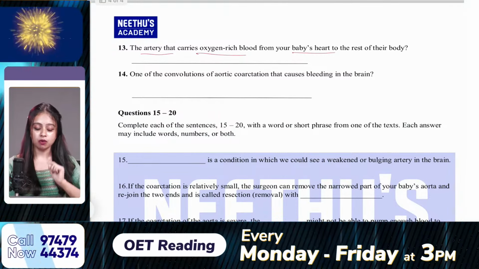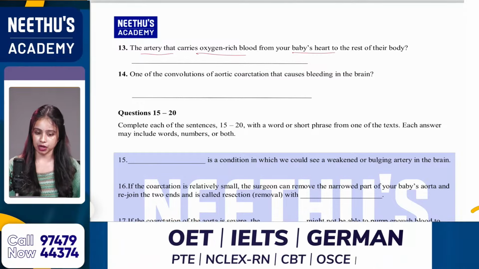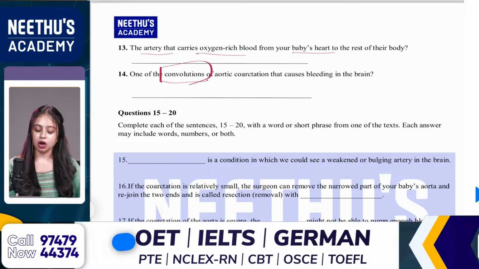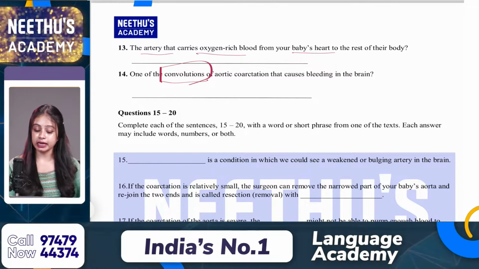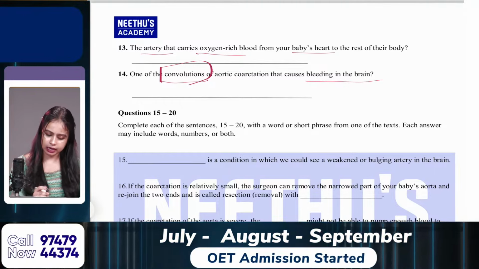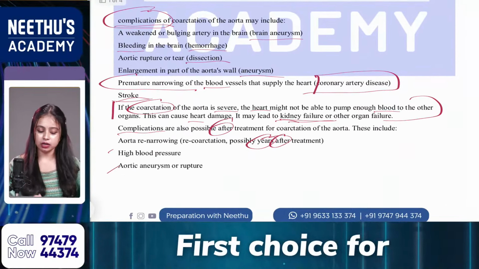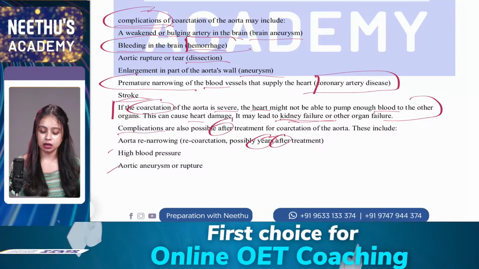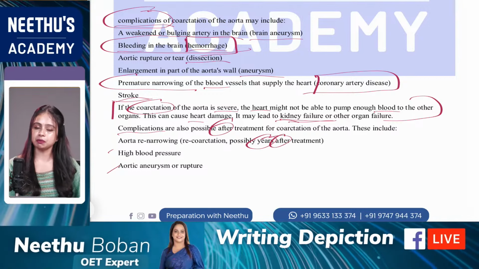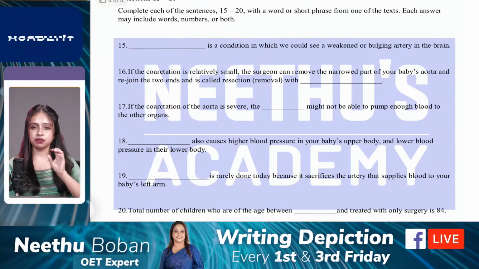The 14th one, the last one: one of the complications of aortic coarctation that causes bleeding in the brain. Complications means the problems. So what is it called? As we know, that is from text B, and that is called bleeding in the brain, which is hemorrhage. Yes, Kavita, it is from text B. The answer is hemorrhage.